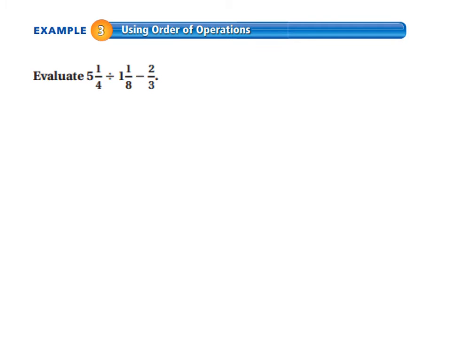Example 3, using order of operations. Evaluate 5 1/4 divided by 1 1/8 minus 2/3. Going back now to our Please Excuse My Dear Aunt Sally. That tells me the order of operations. I don't see any parentheses or exponents. I don't see any multiplication, but I do see division right here. So this is the first step in this process.